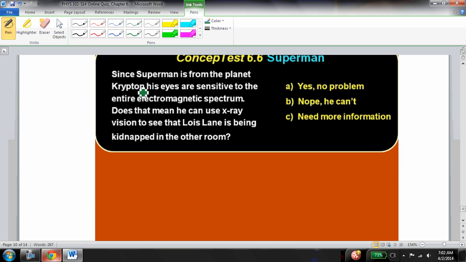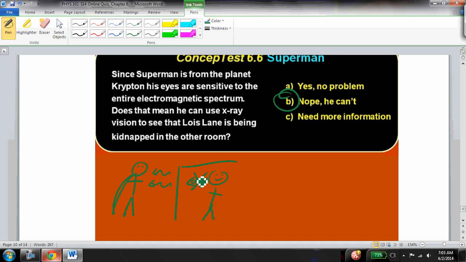Since Superman is from the planet Krypton, his eyes are sensitive to the entire electromagnetic spectrum. Does this mean he can use X-ray vision to see that Lois Lane is being kidnapped in the other room? No, he can't. Because if you imagine that Superman is over here and Lois Lane is in here, Superman can see X-rays that are coming towards him. However, Lois Lane does not give off X-rays, and so there are no X-rays for him to see.